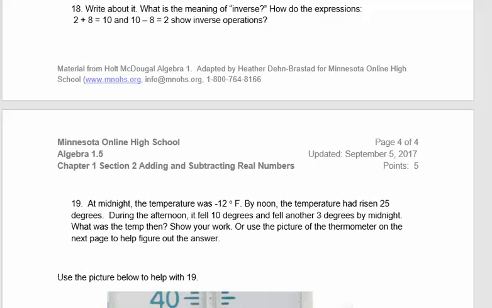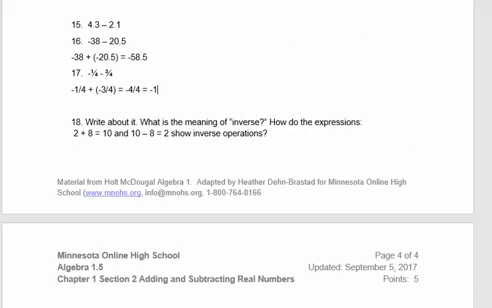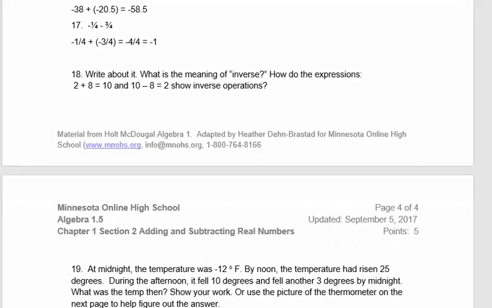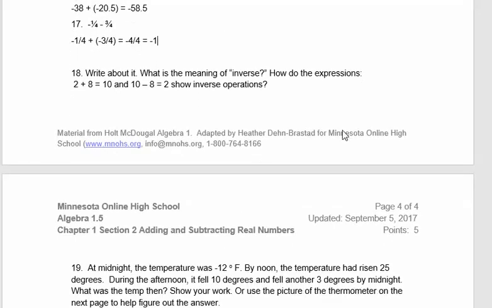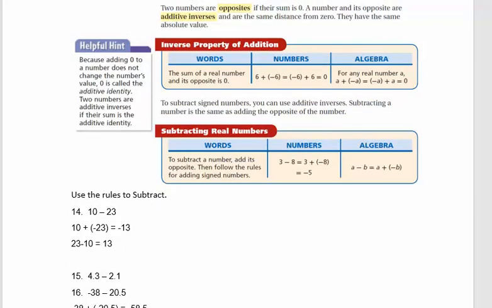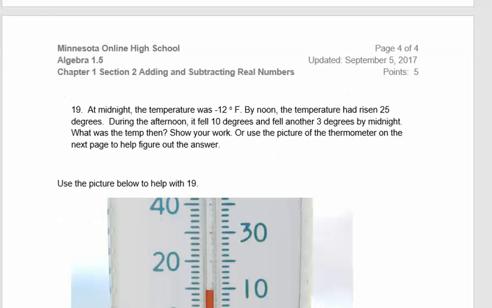And then you'll continue on and do a couple problems, 18 and 19. Number 18, you're going to explain inverse operations or inverses like up here. And then in number 19, you can use this picture to help you figure out what the temperature is going to be after it rises and falls several times.